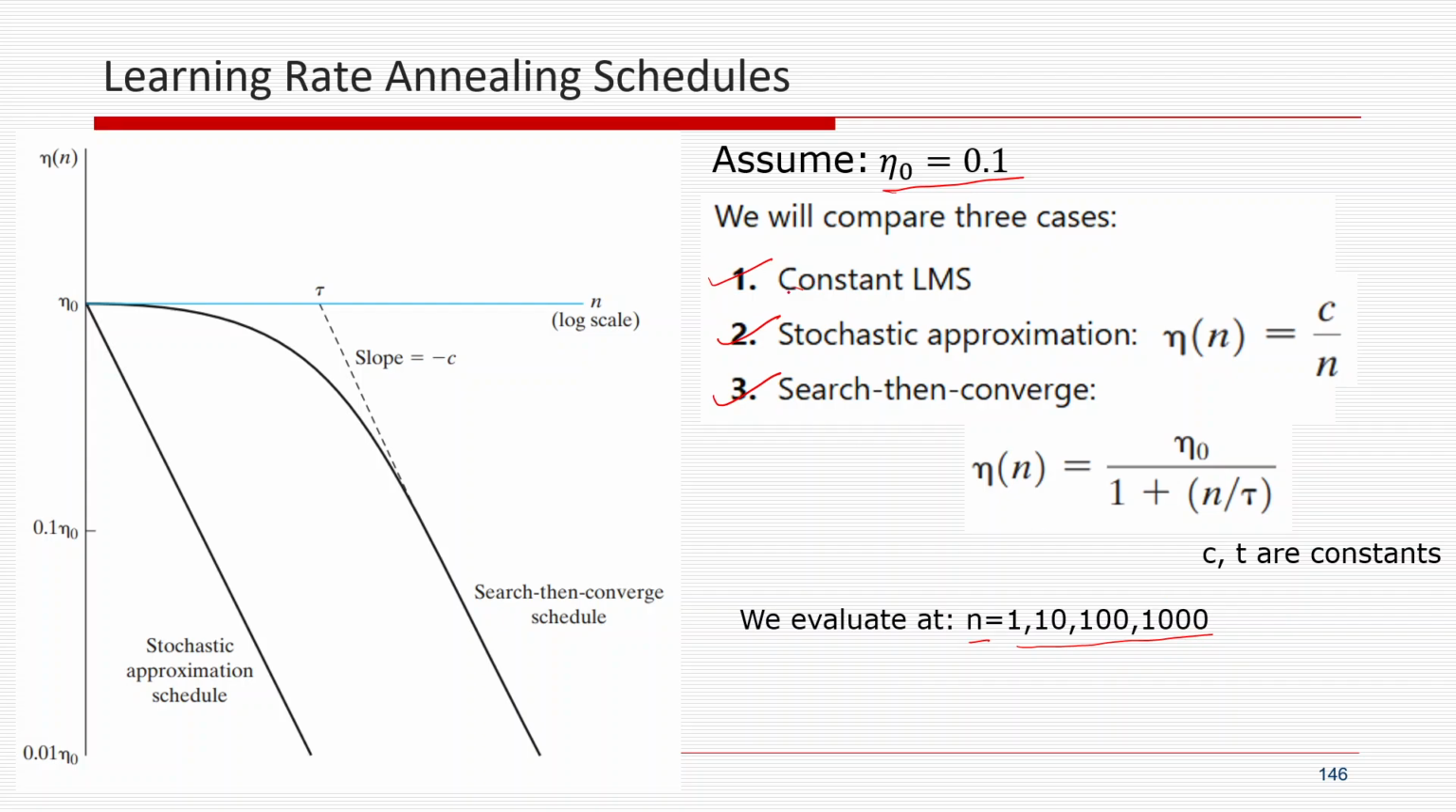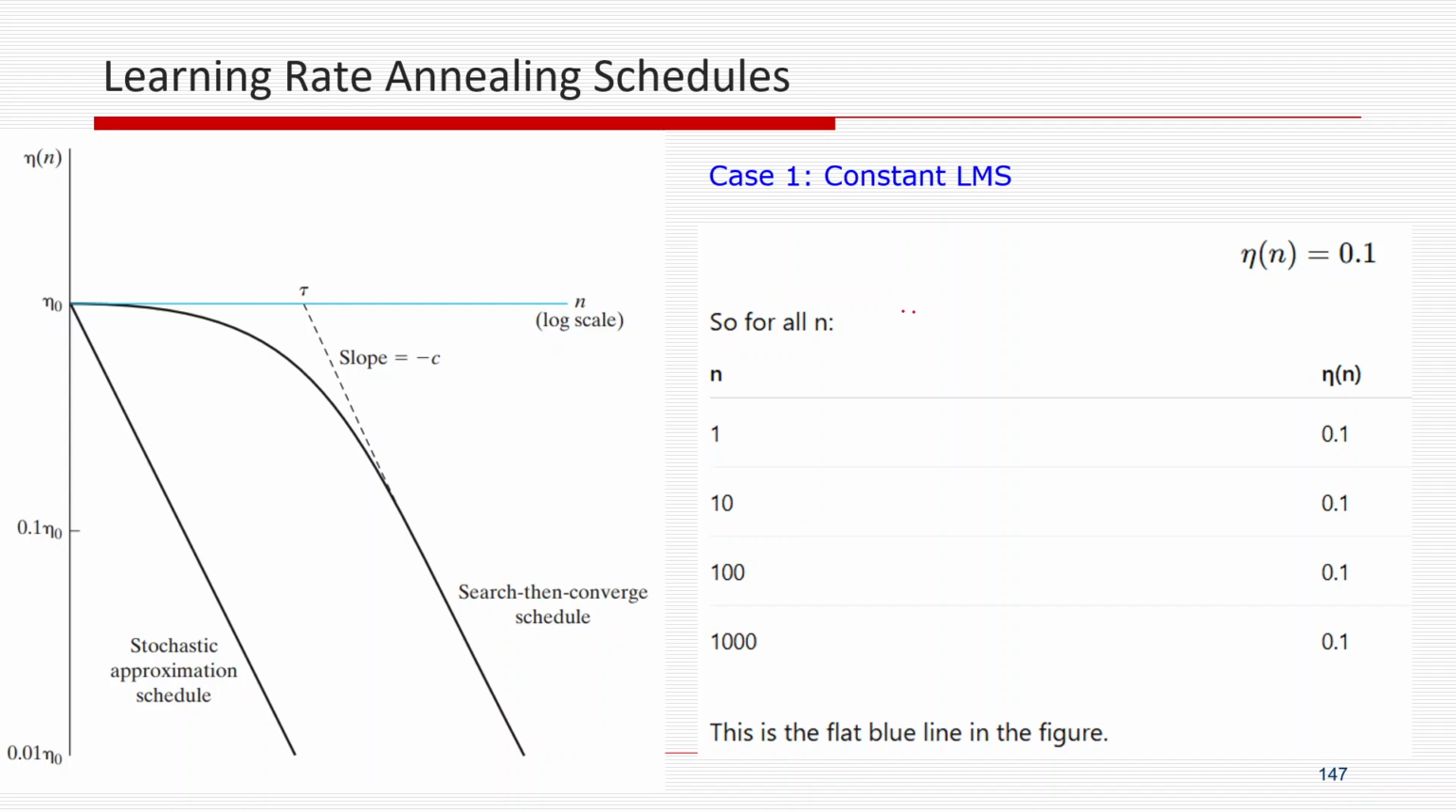First, we will look at the first case. The first case, that is the constant case, where the learning rate is the same for all iterations, that is 0.1. If n is 1, the learning rate is 0.1. If the iteration number is 10, the learning rate is 0.1. At the 100th iteration also, the learning rate is 0.1. That is what we are observing here in the blue line.